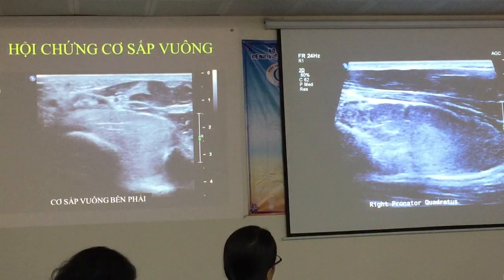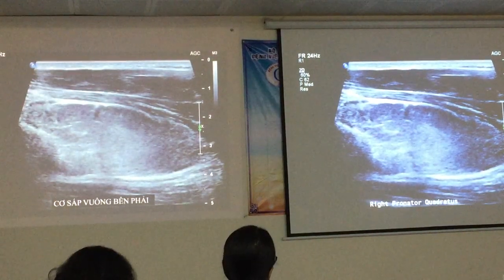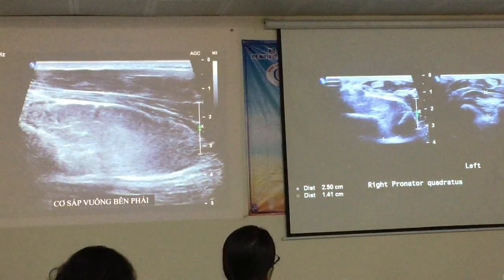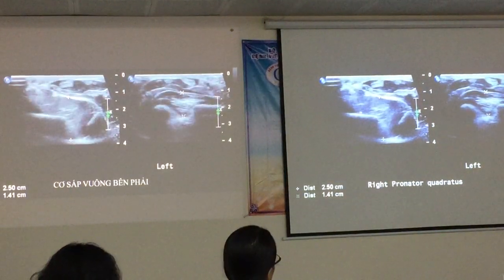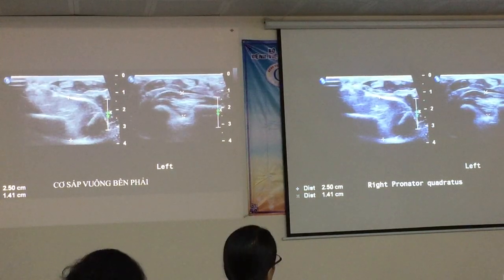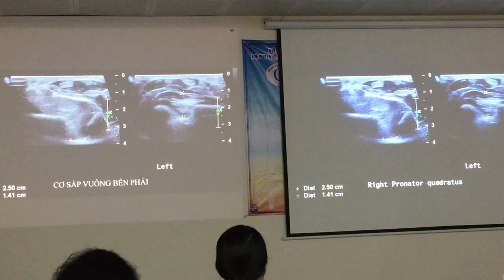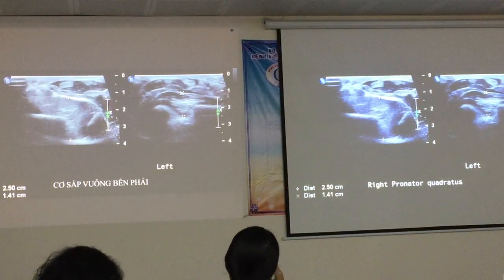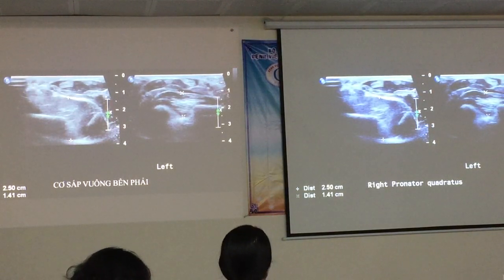So you can see here that there's quite a bit of thickening of the pronator quadratus muscle. So this is the radius and ulna. And as you can see, just by once again using that comparative view, using dual imaging, there's quite a bit of thickness difference between the right side and the left side.